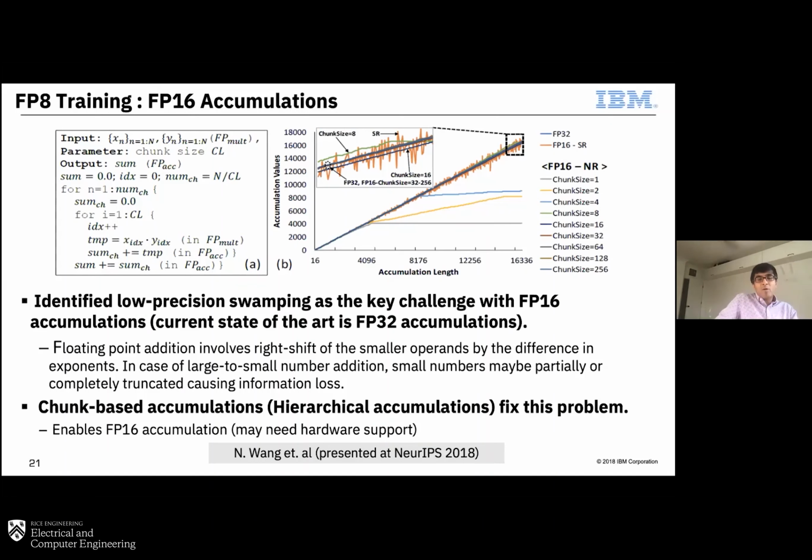Now, each of them works on a smaller sum, so you don't have to worry about adding a large number to a small number. Fundamentally, we learned that FP16 accumulation can easily work if you just rethink the problem. If you think about doing the accumulation in a different way, where instead of doing it in a linear way, you do it in a hierarchical way. That really was a key idea that enables FP16 accumulation as opposed to FP32 accumulation.